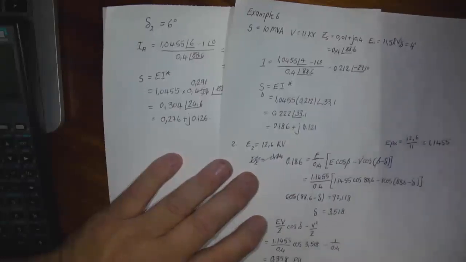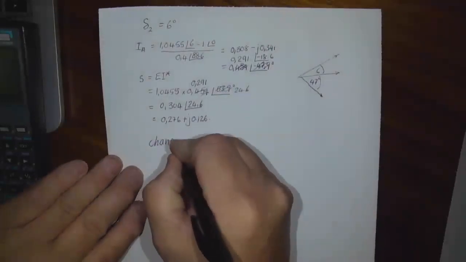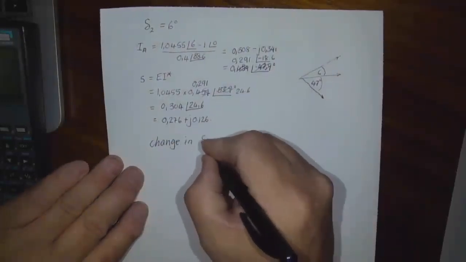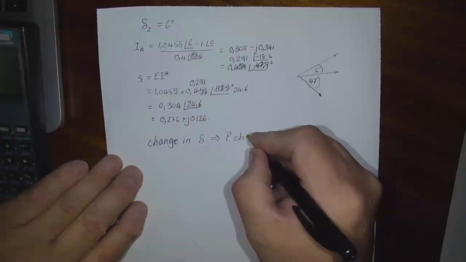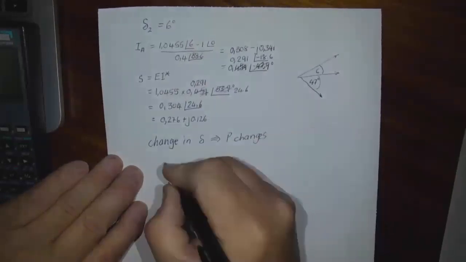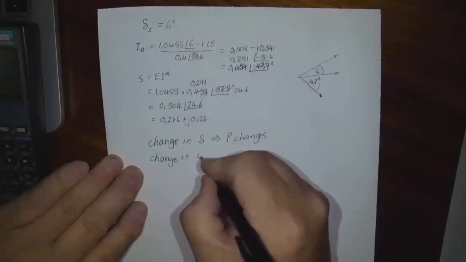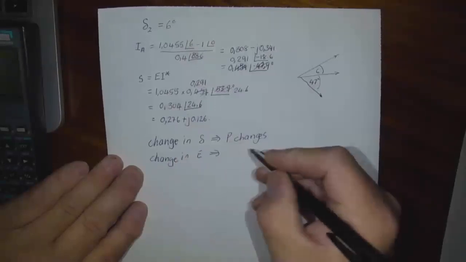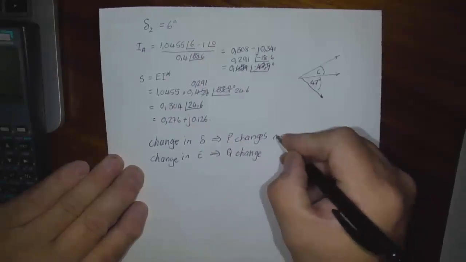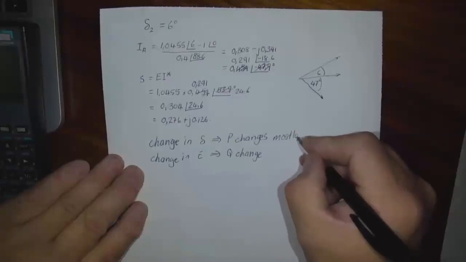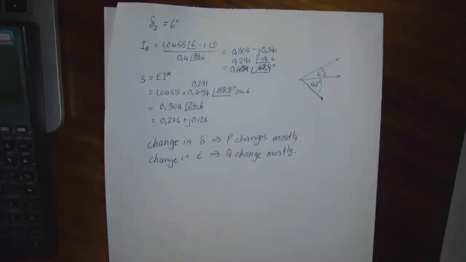So there you can see clearly that a change in delta changes P, no? And a change in E implies a Q change, mostly. Okay.